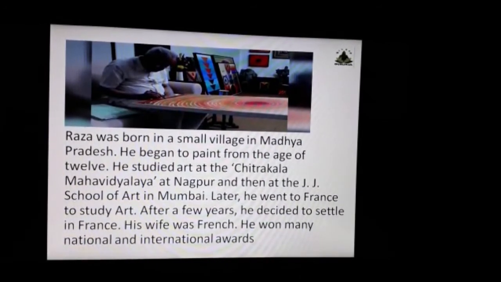This is a life story about Raza, right? Born in a small village in Madhya Pradesh. Indian painter, right? He began to paint from the age of 12, when he was very young, a child. It means he was in the early years of his school. He started practicing at the age of 12. He studied art at Chitrakala Mahavidyalaya, Nagpur. That is where he got his basic education about art.